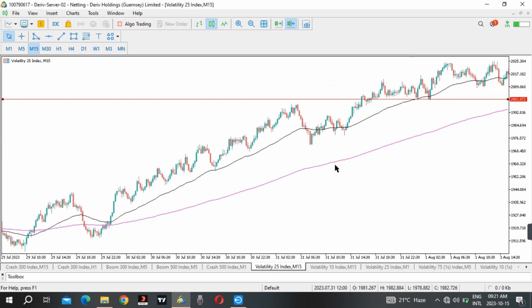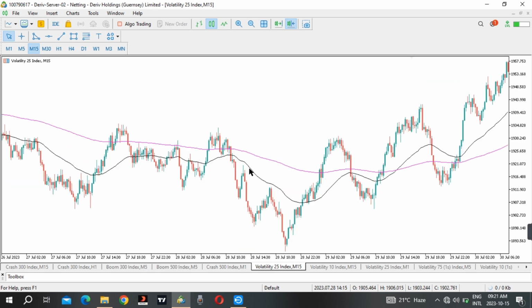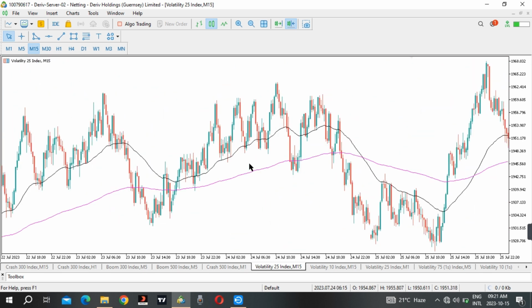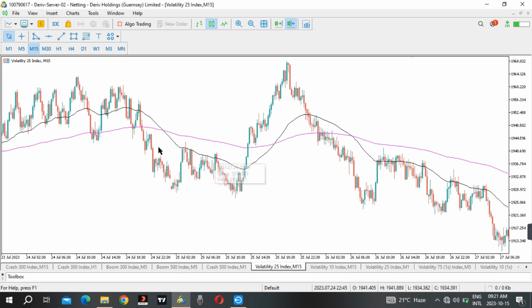So that's the type of pullback that we want to see, right? This one is a little bit better because the candlesticks are getting smaller and smaller and smaller, right? So those are the types of pullbacks that I want to see. Let me just check if there's an example.